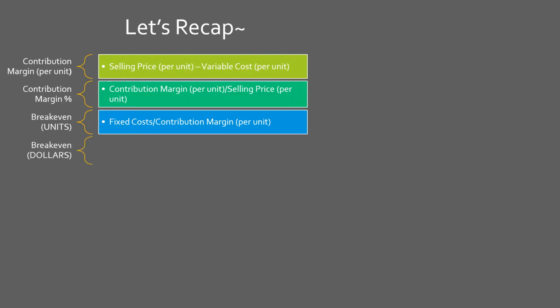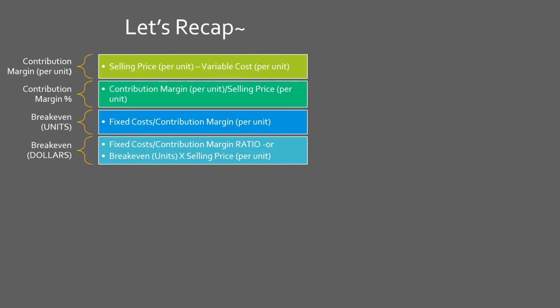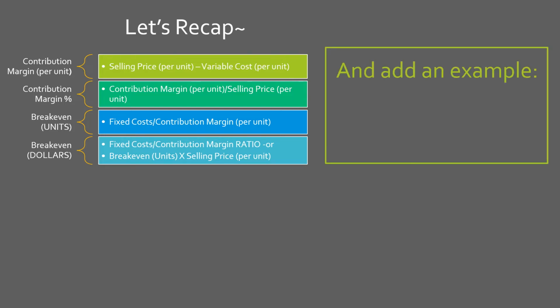And break even in dollars, which is fixed cost divided by my contribution margin ratio, or the break even in units, if I know it, times the selling price per unit. And let's add an example.